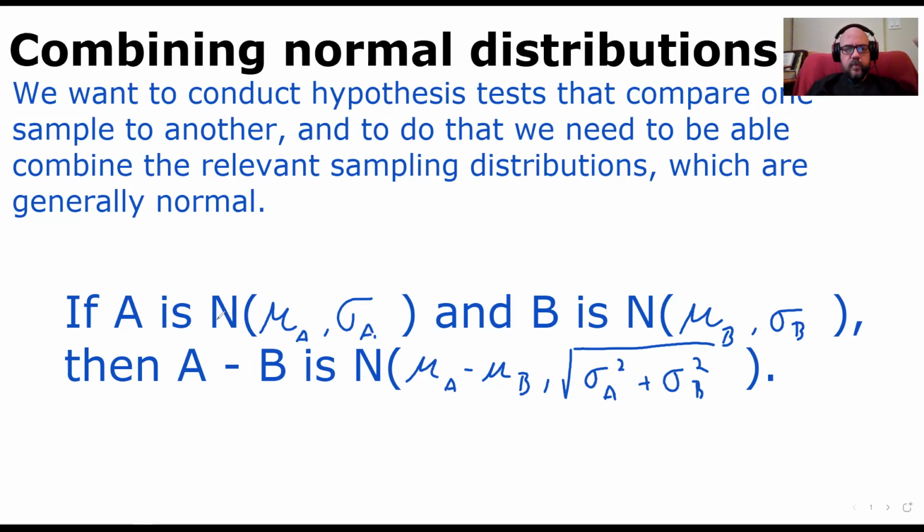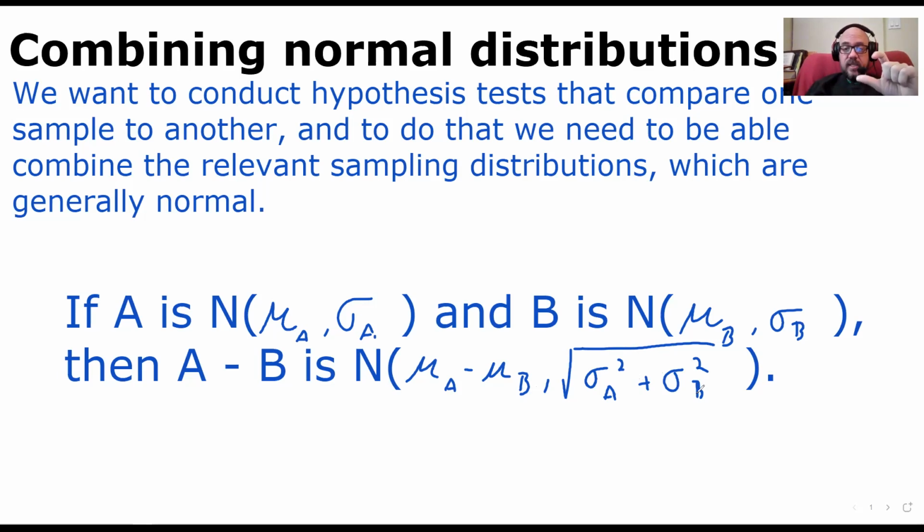So here's the basic formula. By the way, pardon the handwriting. I'm sorry, Zoom will not let me type Greek letters, so we're stuck with handwriting. If A is a normal distribution with a mean of mu sub A and a standard deviation of sigma sub A, and B is a normal distribution with a mean of mu sub B and a standard deviation of sigma sub B, then A minus B, I'll explain what that means in just a second, is a normal distribution with a mean of mu A minus mu B, so you just subtract the means like you'd expect, basically.